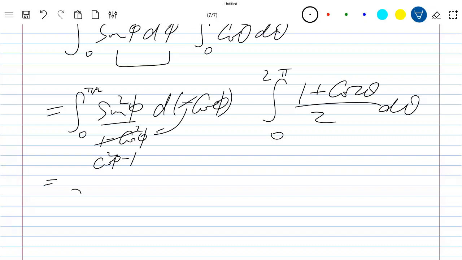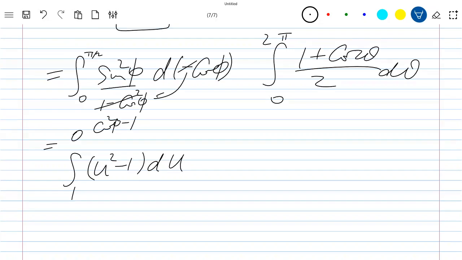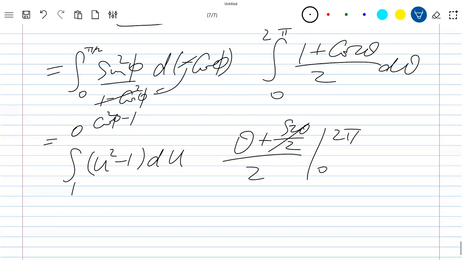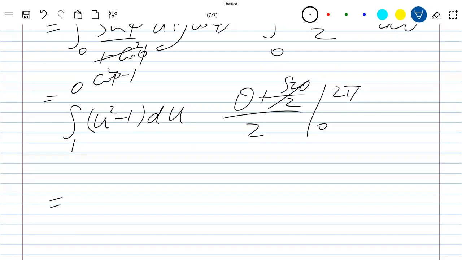So now you do the u substitution. This is u square minus 1 du, and u goes from 1 to 0, right? Cosine 0 is 1. And this one is theta plus sine 2 theta over 2, and plug in the limits. You will see that it's gone, so it's just a pi. Right, that is just pi.